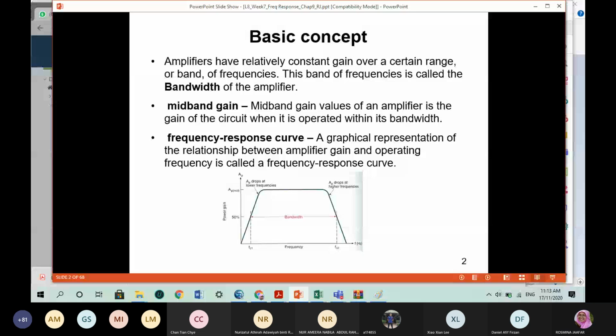And the middle range of the frequency, the mid band, or you call it the bandwidth, depends on the arrangement of the circuit components. A filter can also have the effect of amplification. Some amplifiers have relatively constant gain over a certain range, and sometimes there is no response beyond the bandwidth of the working frequency. This band of frequencies is called the bandwidth of the amplifier, and the mid-band gain is the gain of an amplifier that is operated within the bandwidth.